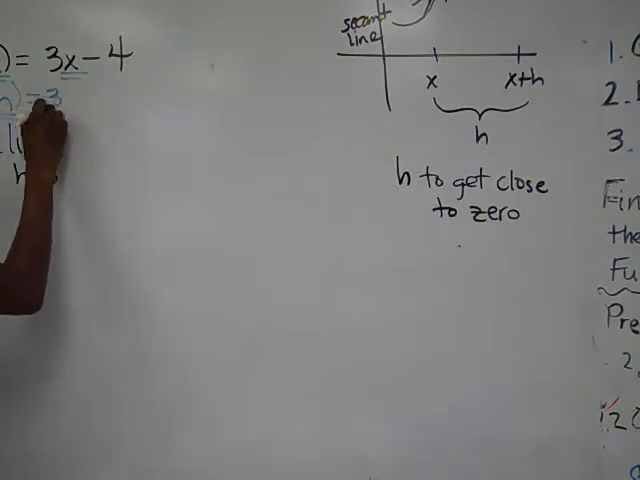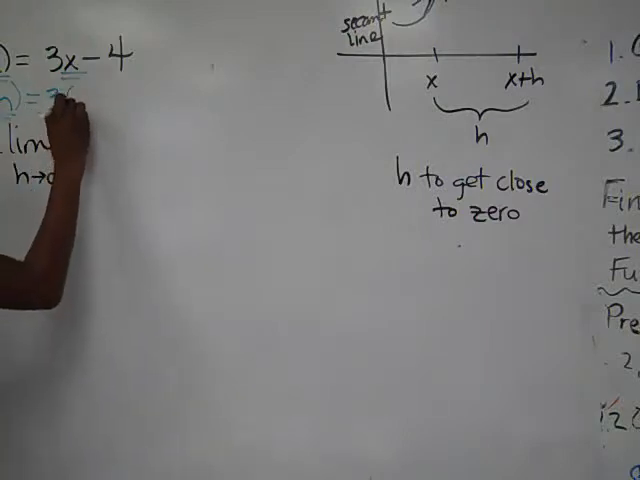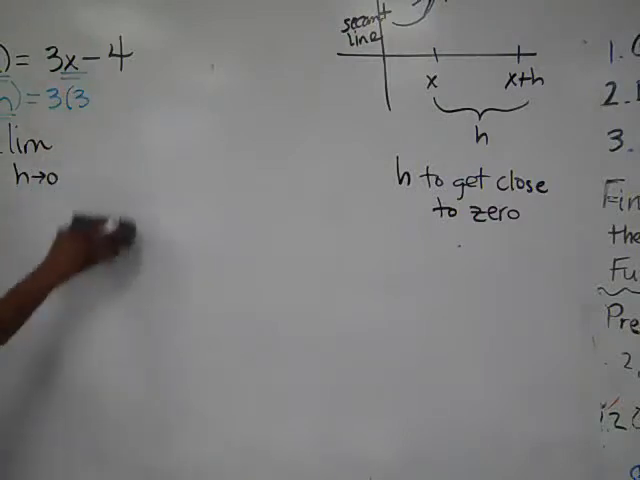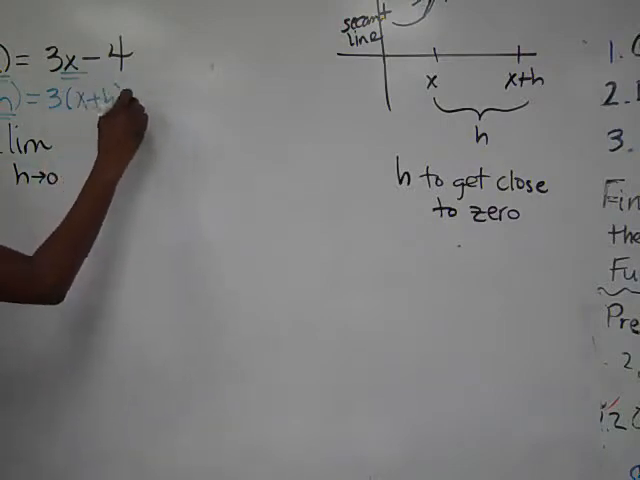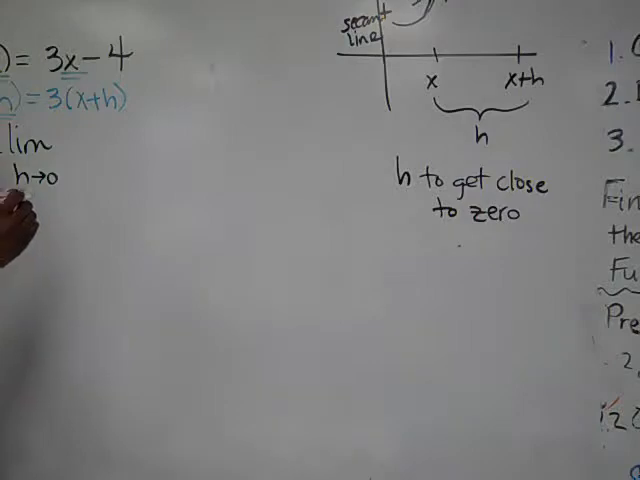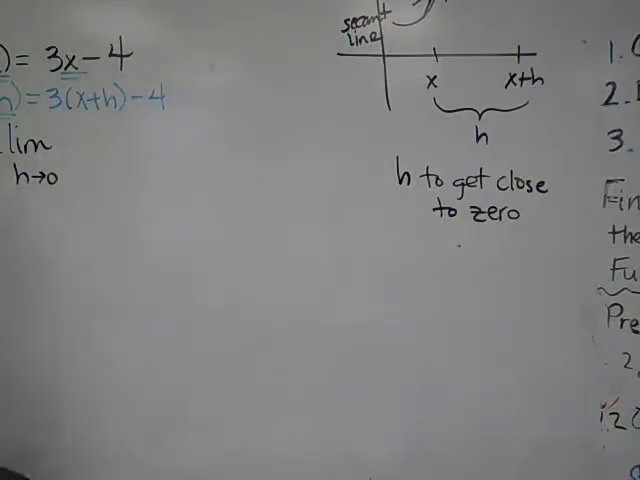So that means I have 3, but this x is going to be replaced by x plus h. So it goes in parentheses, give it some love, and I'm writing a 3 instead of an x plus h. Then what? Minus 4. Does everybody see that part? Yes. That is the f of x plus h. That's what this is, right? Anyone not with me? Okay.